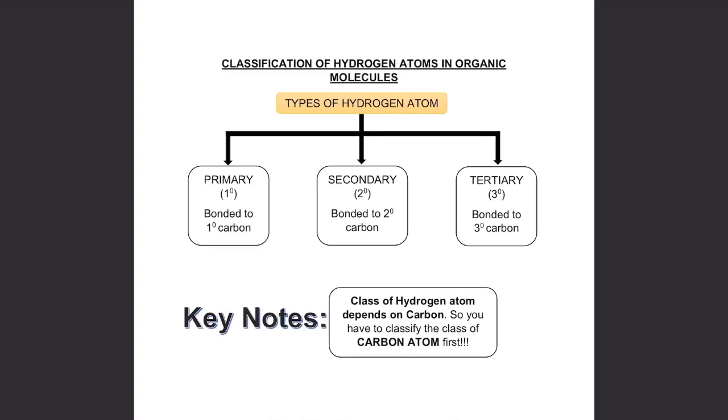So kalau kita nak kelaskan hydrogen, hydrogen ada 3 sahaja kelas dia, berbeza dengan carbon yang ada 4. Iaitu kelas untuk hydrogen yang pertama adalah primary, and the second one, secondary, and the third one, tertiary.